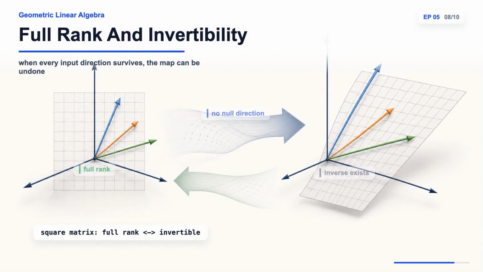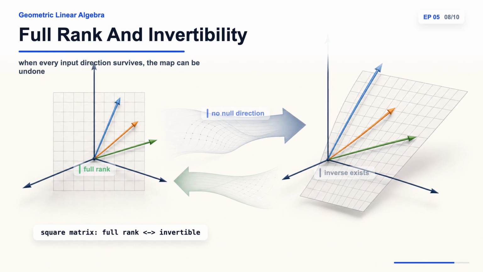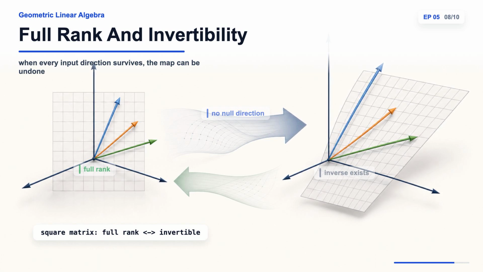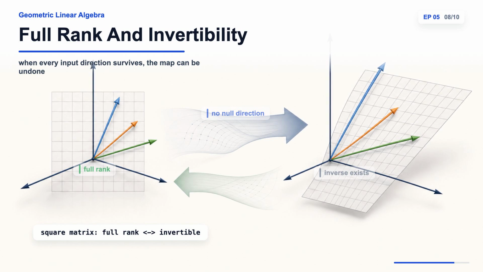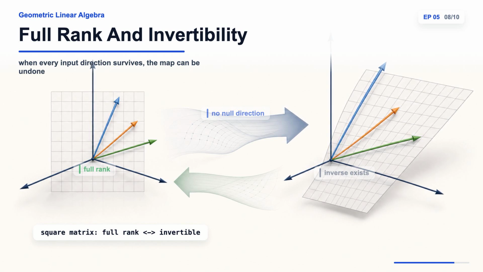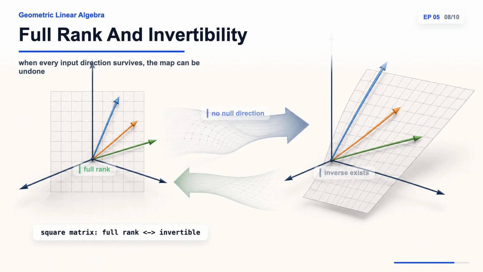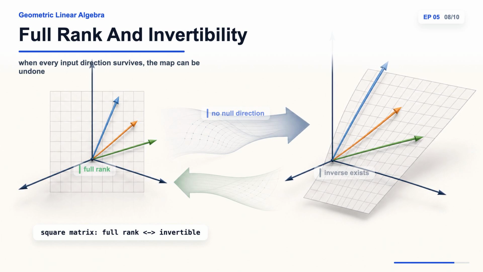For a square matrix, full rank means every input dimension survives. There is no non-zero direction that disappears into 0. The column space fills the whole output space. That is exactly the geometric condition for invertibility. If rank is full, every output target has 1 input. If rank is not full, some dimension has collapsed, and the inverse cannot exist. This links rank, column space, null space, determinant, and inverse into one picture.